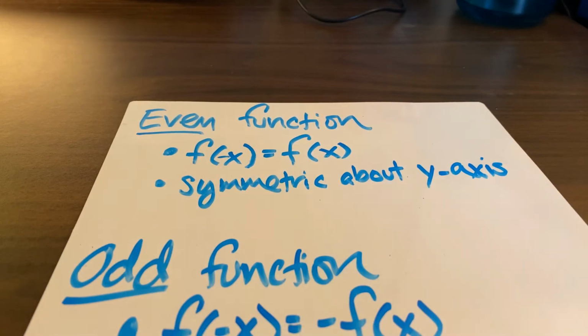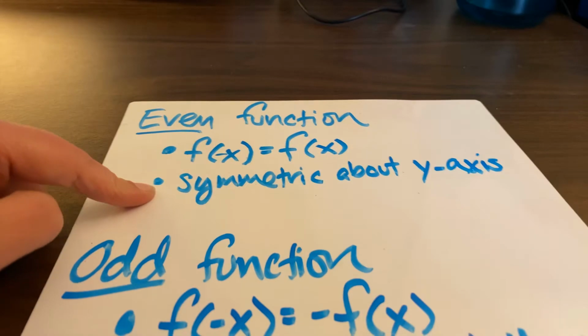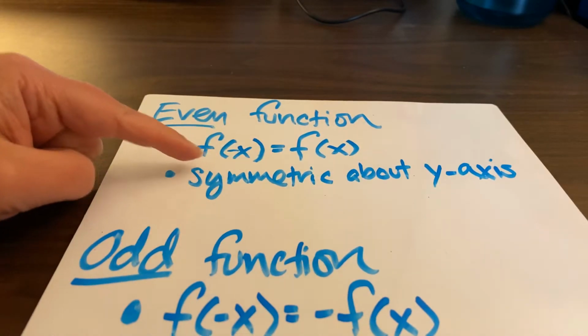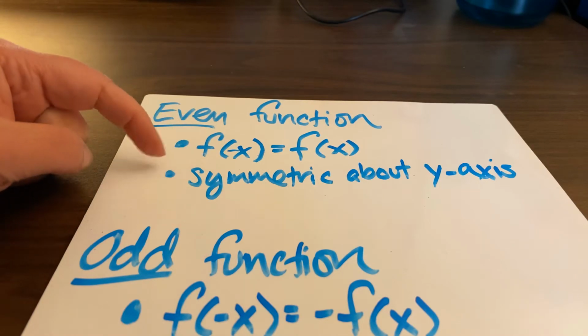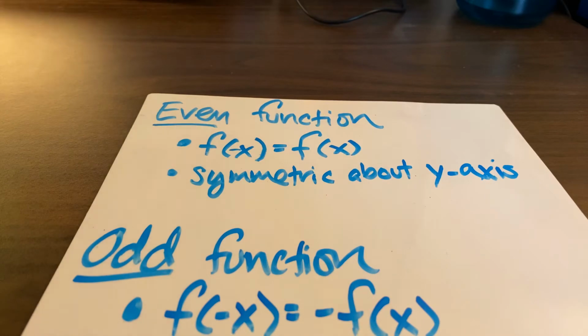I want to talk to you today about even and odd functions and vertex form of quadratic equations so that we can graph these parabolas. An even function is symmetric about the y-axis. And if you plug in negative x for x into the original function, you end up with the original function, f of x.